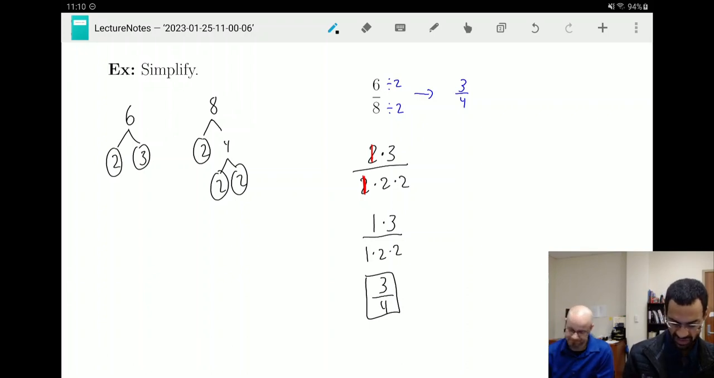Same thing, right? Notice that when we did this right here, it's the same process as here. We're dividing out that 2. That's the common 2 that we're dividing out.